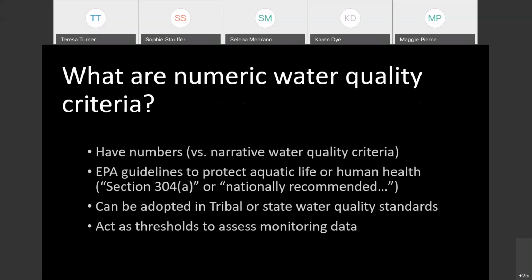Sometimes we use the term criteria to describe these guidelines that EPA puts out. We'll also often call them Section 304A guidelines or nationally recommended guidelines. And these guidelines can be what are adopted into tribal water quality standards, at which point they do become law. But if they're not adopted into tribal water quality standards, they can still be really useful thresholds to use to assess monitoring data.